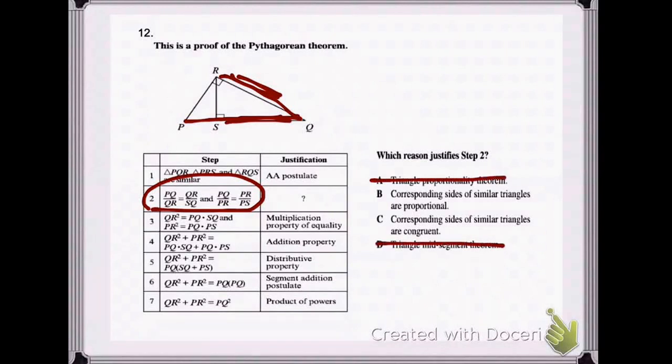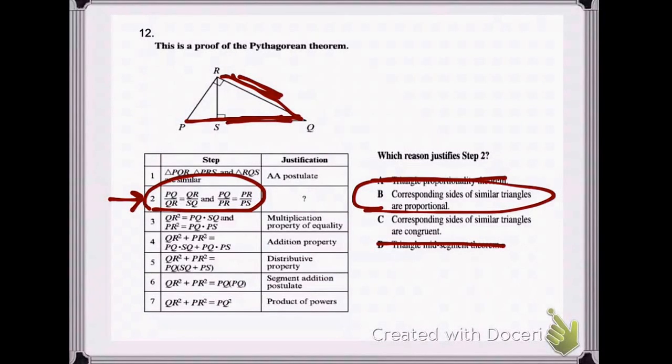So I need to decide, are we trying to say the corresponding sides of similar triangles are proportional, or are we trying to say the corresponding sides of similar triangles are congruent? And I can look and see that this is equal fractions, so that means that they are proportional. It helps to eliminate answer choices.